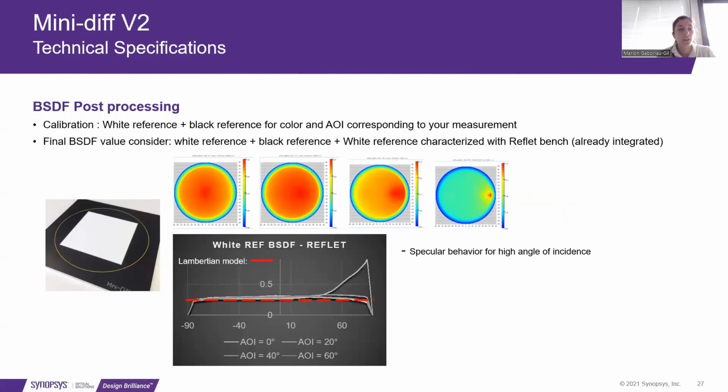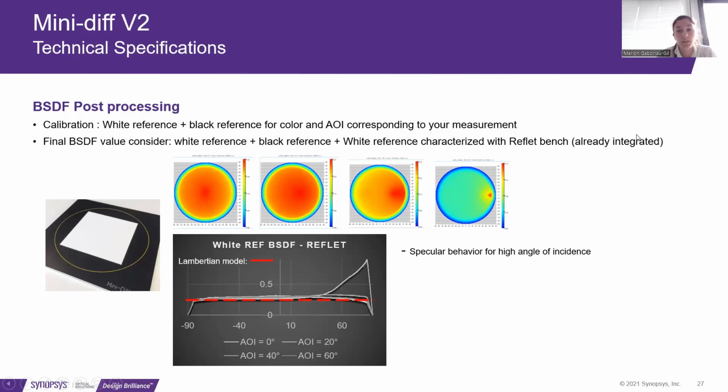So for the post-processing, your data has to be calibrated. For that, you have to do a calibration with a measurement of a white reference, then a measurement of a black reference for all colors and all angles of incidence you want to measure on your sample. The final BSDF value will consider your white reference, your black reference, but also the white reference characterized with our reflect bench. Of course, this value is already integrated in the software. You don't have to do anything.